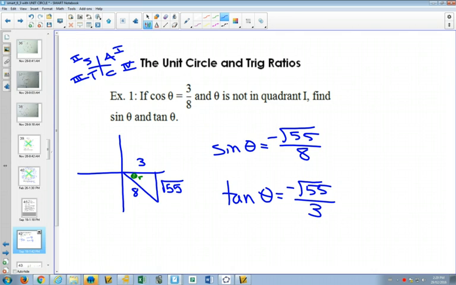So anytime you get a question that gives you one of the trig functions and asks you to find other trig functions, usually drawing a triangle in the proper quadrant, labeling your reference angle, is going to be key to solving this question.